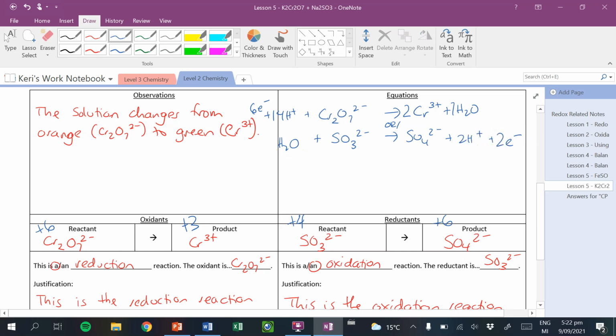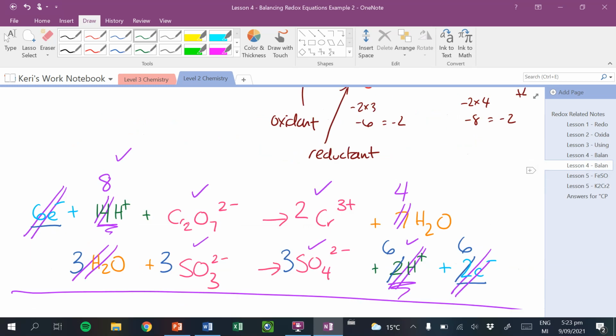Cool. All right. Last step then is to put it all together. So for the excellence, check your electron numbers and make sure they match. They don't, so I need to multiply this whole side by 3. So that'll be 3 waters, that's 3 sulfites, that's 3 sulfates, that's 6 hydrogens, and then that's 6 electrons. Double check that I did that right. Yes, I did. Cool. Now let's just cancel everybody out.